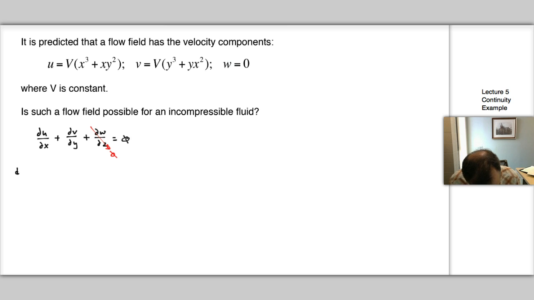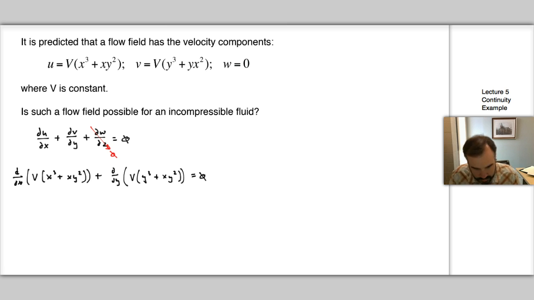So we have d/dx of V times x cubed plus xy squared, plus d/dy of V times y cubed plus xy squared, equals 0. Okay, so then what we want to do is just take those derivatives, and those are pretty straightforward. So we get V times 3x squared plus y squared, plus V times 3y squared plus x squared, equals 0.